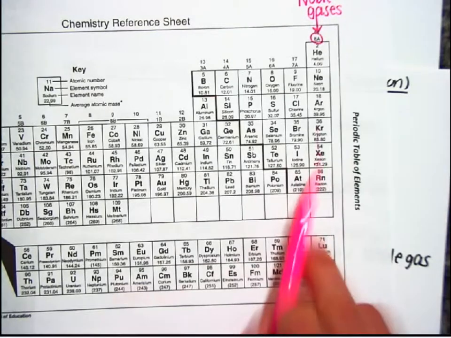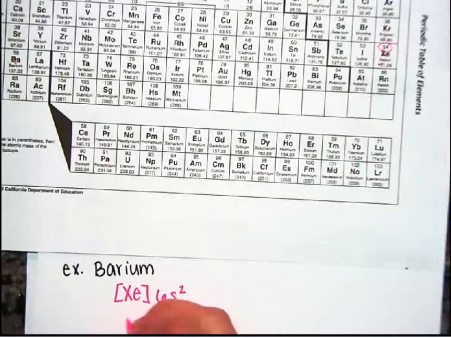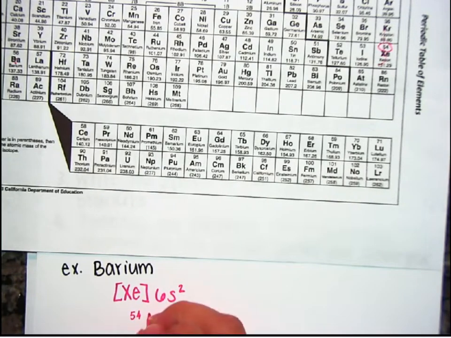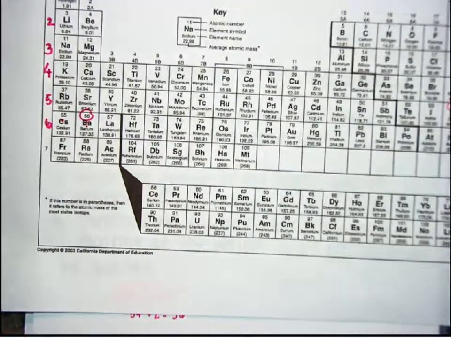Remember, xenon is atomic number 54. So xenon is accounting for those first 54 electrons plus I have 2 electrons in that 6s orbital, which would give me a total of 56 electrons. Barium is atomic number 56.